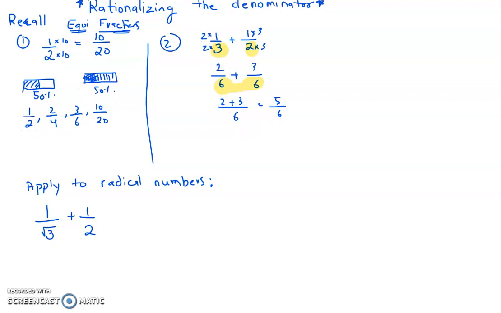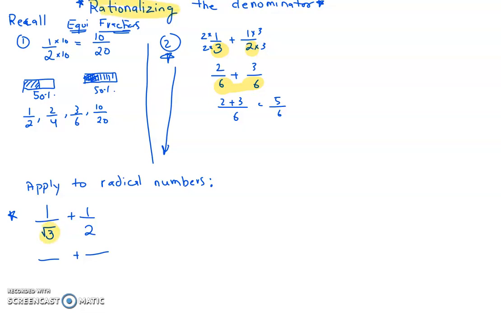Now if we take that same idea, how does it apply to radical numbers? If I am trying to add or subtract two fractions in which the denominator has a radical in it, will I be able to use the same idea? I would have to try to make them into the same denominator. But the problem here is that with root 3 and 2, what kind of common denominator can you get out of root 3 and a whole number 2? They're very different numbers, so obviously that's a problem. You can't do that. So that's where the whole idea of rationalizing the denominator comes in.